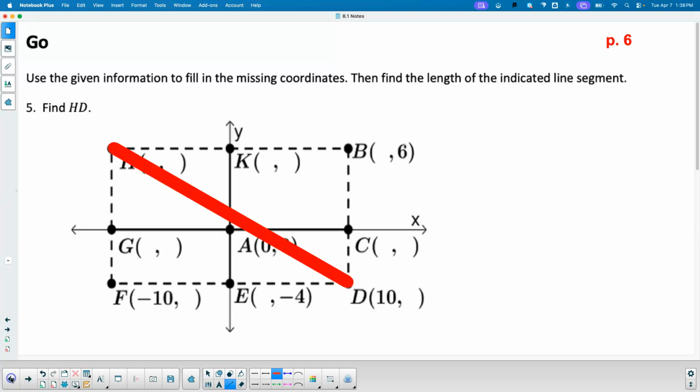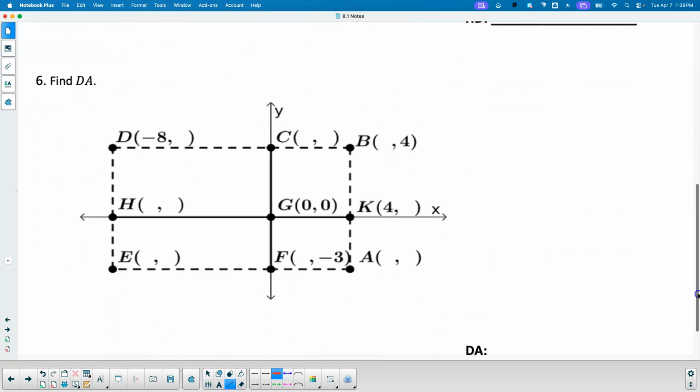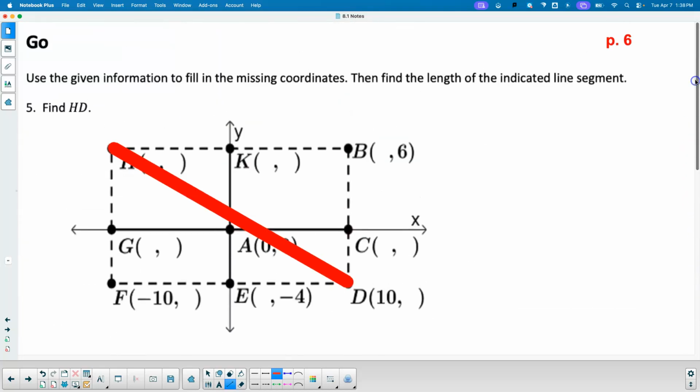And that's it. Maybe there's more on that one. I feel like there's more on this page. Just one more of that where you got to find DA. So it's the same diagonal, just a different one. Okay?